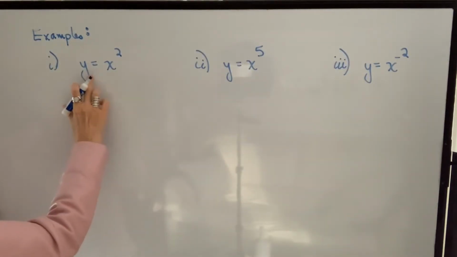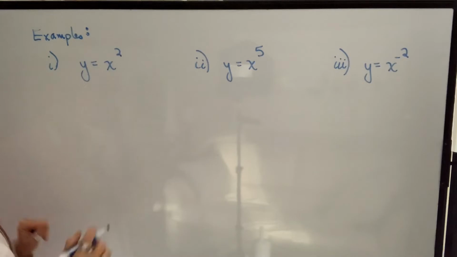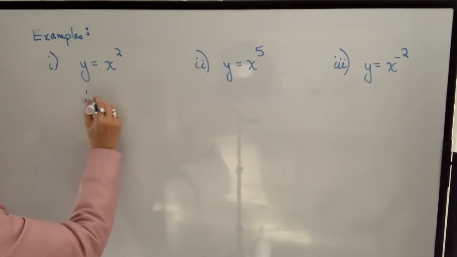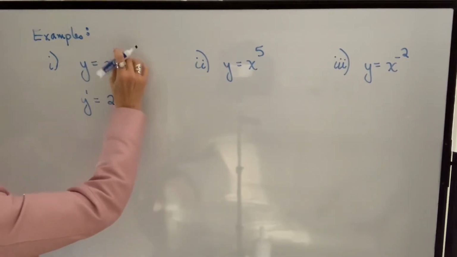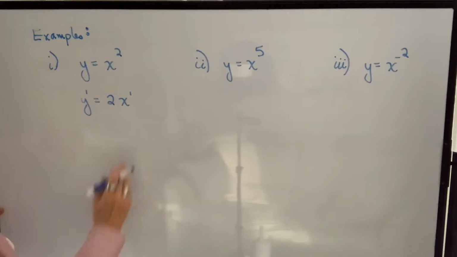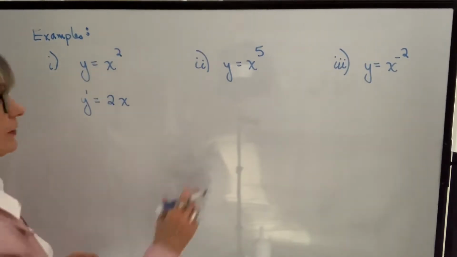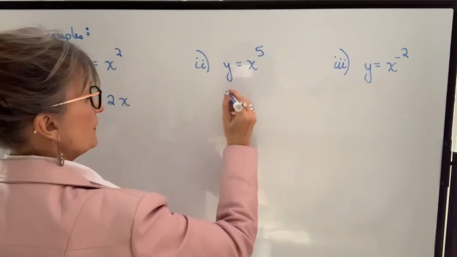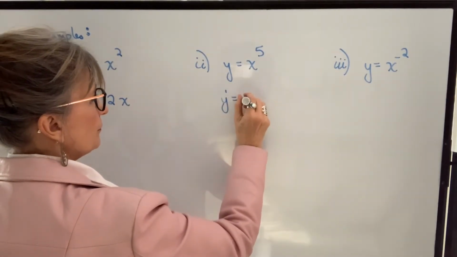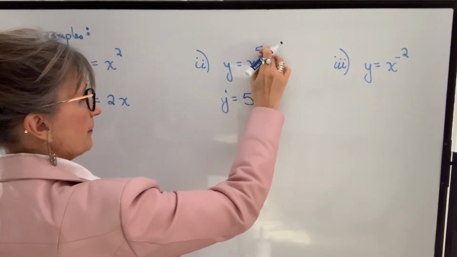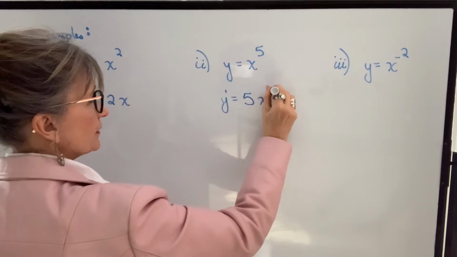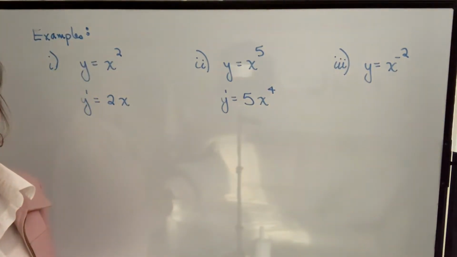So our first example, we have y equals x squared. So the derivative will be n, which in this case is 2, times x to the n minus 1, 2 minus 1 will be 1, which we would just write as 2x. That's the derivative of that function. In our next example, if we have x to the 5th, the derivative of that function would be 5, because n in this case is 5, times x to the n minus 1. 5 minus 1 is 4. That's the derivative.